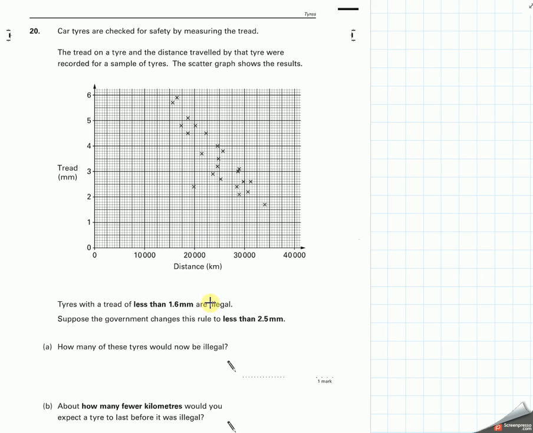Currently the tread is at 1.6, so I'd have to carefully read up 1.5, 1.6, and there's no tyre less than this 1.6 on the current setting. That one is close, but it's not actually there. If we set this to 2.5, we're looking at all points that are below this line when it's put in the right place.